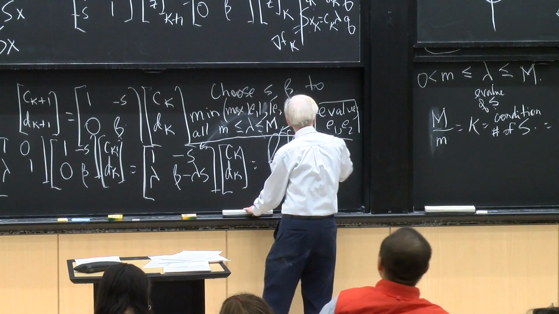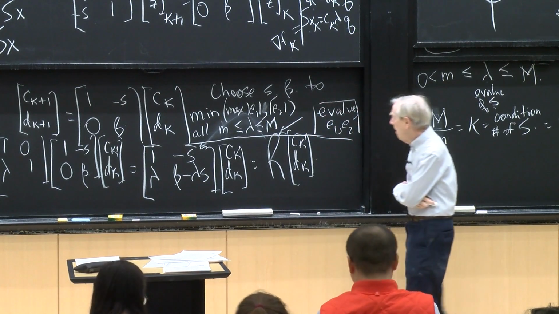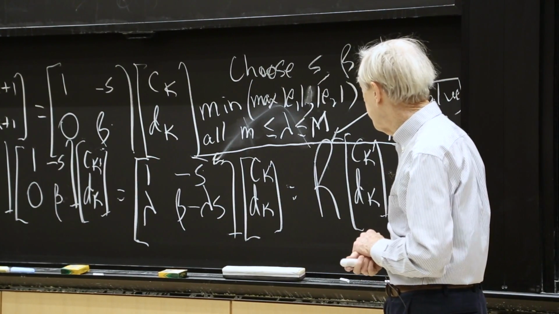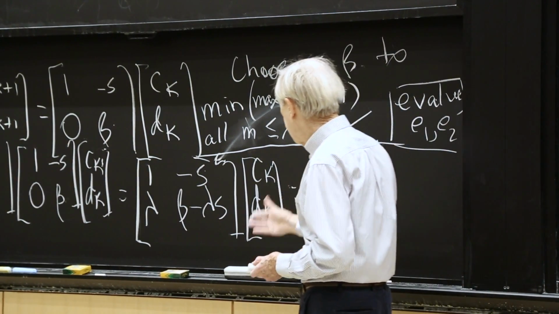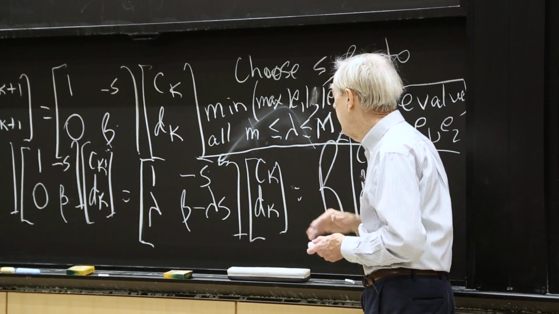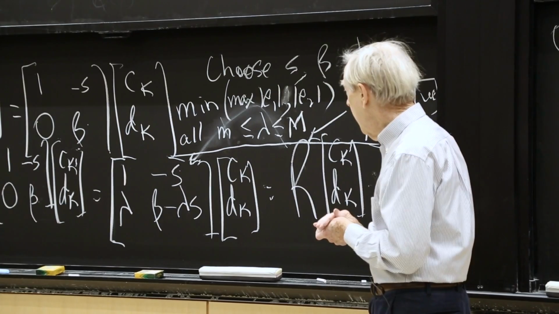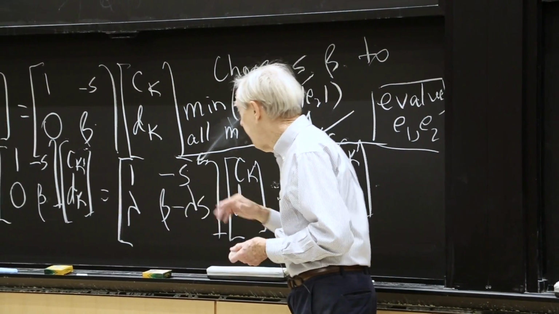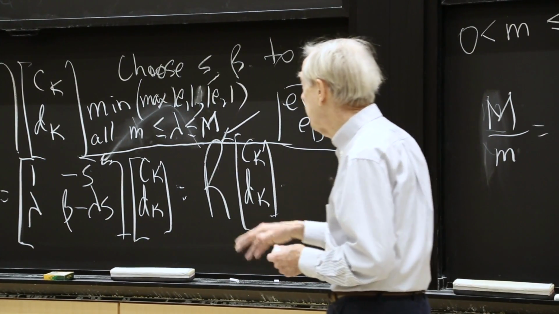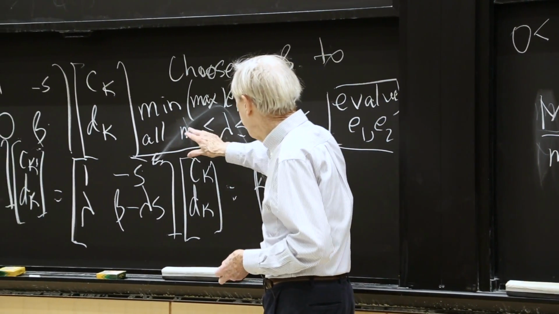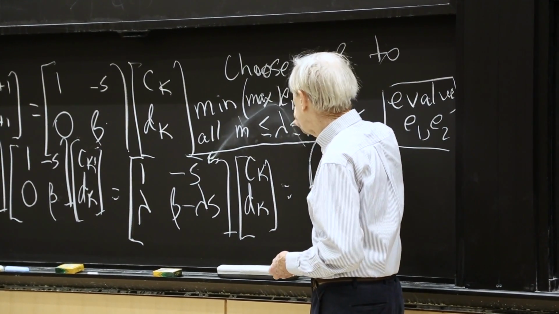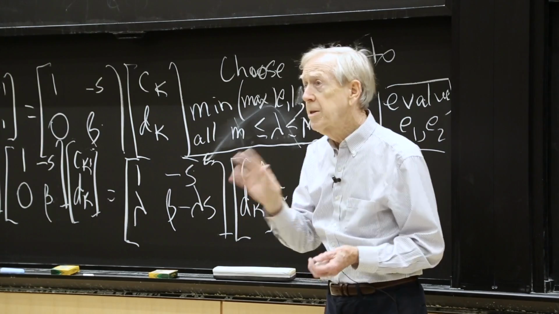There is a beautiful problem. You have a 2 by 2 matrix. You can find its eigenvalues. They depend on lambda, and all we know about lambda is it's between m and capital M. And they also depend on s and beta, the two parameters we can choose. And we want to choose those parameters so that for all the possible eigenvalues, the larger of the two eigenvalues will be as small as possible.